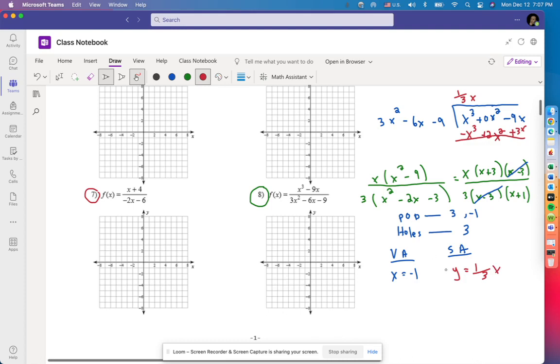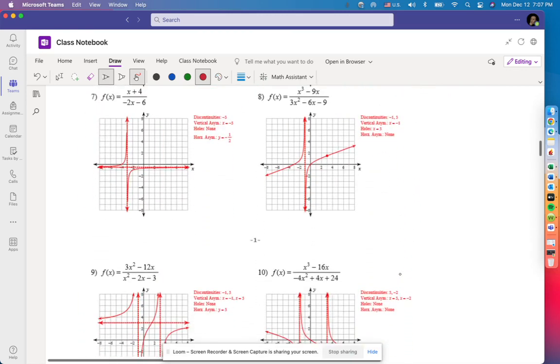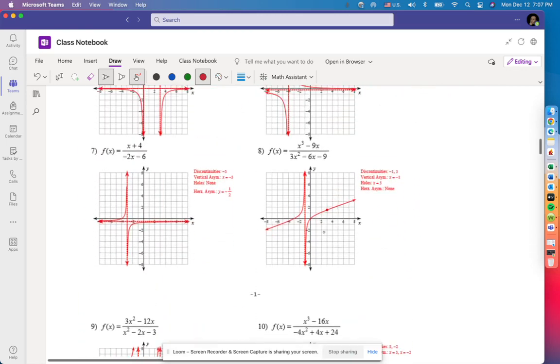And that's it so far. I think this is all you need to graph it. You could possibly find some points, but let's go ahead and look at the graph. Watch this. I'm going to cheat. I'm going to go down here to number 8 because I have the answer. There is my graph. Notice my horizontal asymptote, it's none. Well, that's because this one deals with a slant asymptote. So if I were to graph the function y equals 1/3 x, that's going to be your slant asymptote. And there's your vertical asymptote of x equals negative 1.